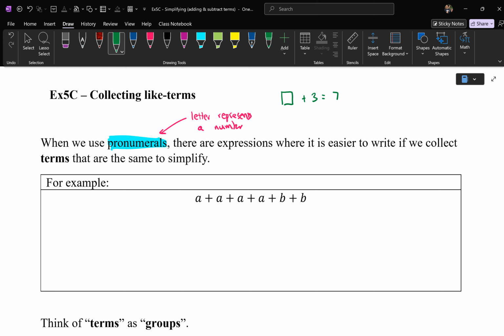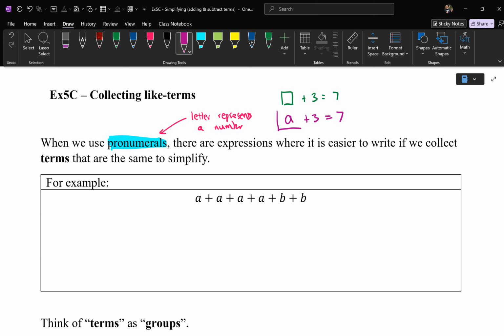Well, instead of using shapes, there's only so many shapes you can draw. You can draw a square, rectangle, maybe a triangle, and a circle. There's only 4 or 5 that you can come up with. But the letter system, the alphabet system, we have 26 of them. That's why we use letters. Yeah. So instead of doing magic square plus 3 equals 7, we then do something like A plus 3 equals 7. It means the same thing. See, A is a letter that represents a number, just like the magic square was a shape that represents a number. So if you can understand that, that's what a pronumeral is.